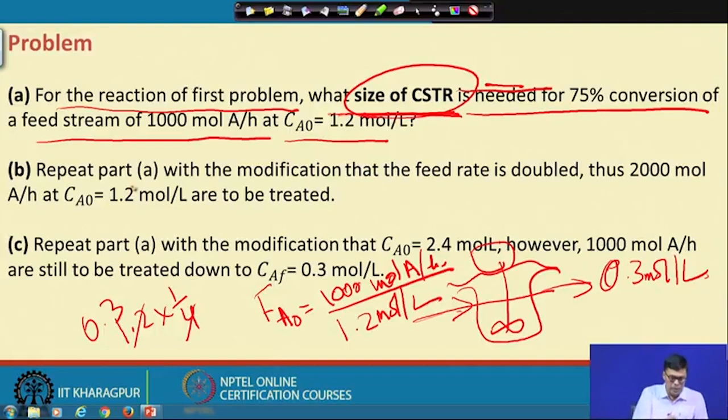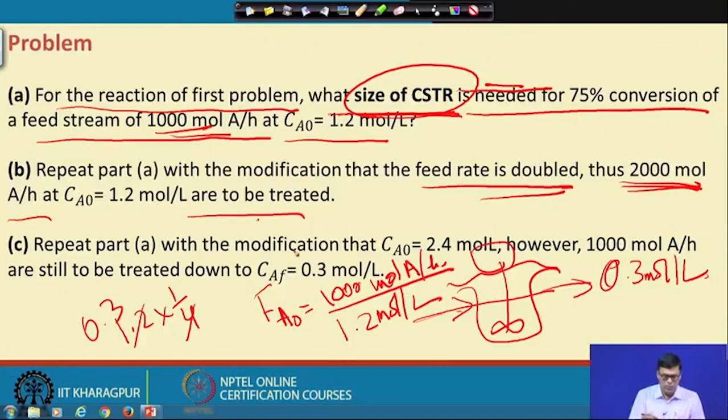Now, repeat the first part, the modification is that the feed is double. As I mentioned, the feed rate is double, because initially it was 1000 moles of A per hour. Now, if we make it 2000 moles of A per hour, what will happen? That we shall have to find out.